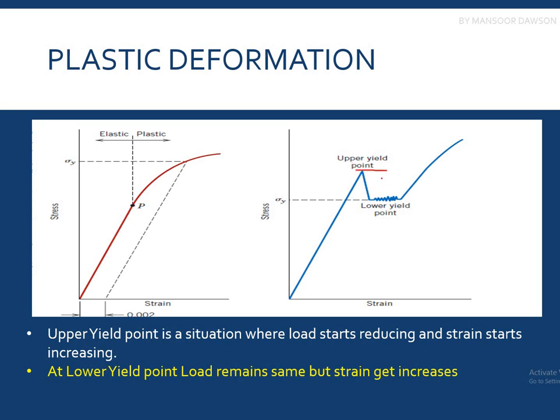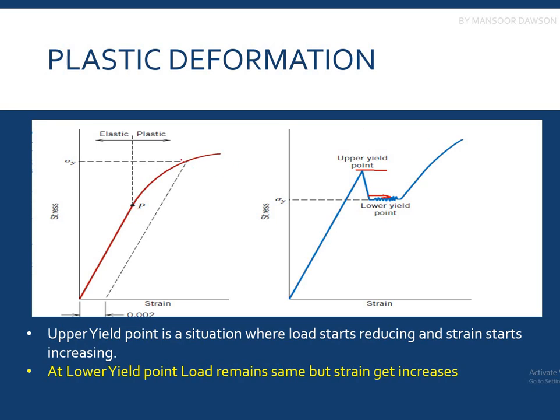This is the situation where the load starts reducing and the strain is increasing. So the load would reduce for a little while, till the lower yield point, when the load is stagnant but the strain drastically increases. After that, the load and the strain would uniformly increase. But again, it is not linear.